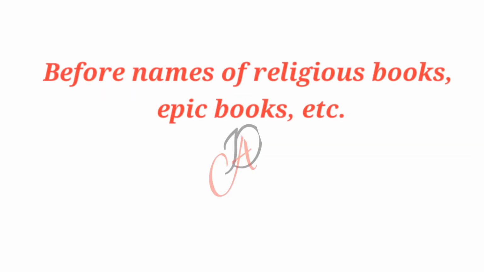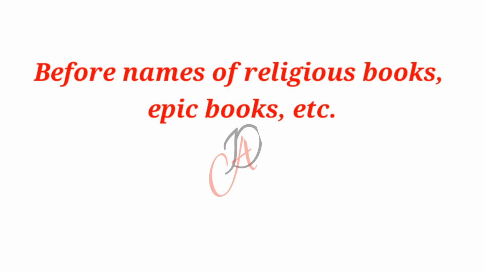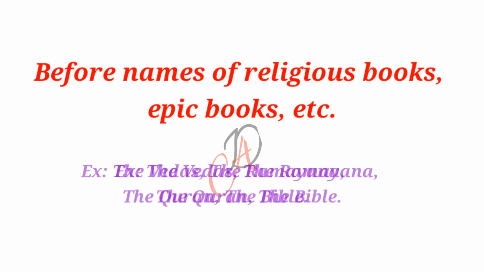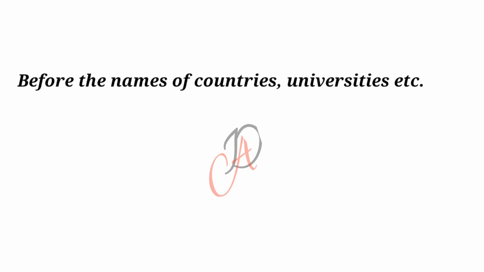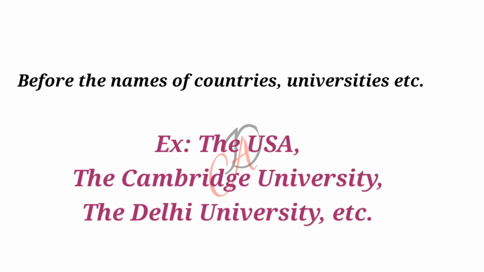Rule number four. It is used before the names of religious books, epic books, etc., like the Vedas, the Ramayana, the Quran, the Bible. So let's move on to rule number five. The definite article 'the' is used before the names of countries, universities, etc. For example, the USA, the Cambridge University, the Delhi University, etc.